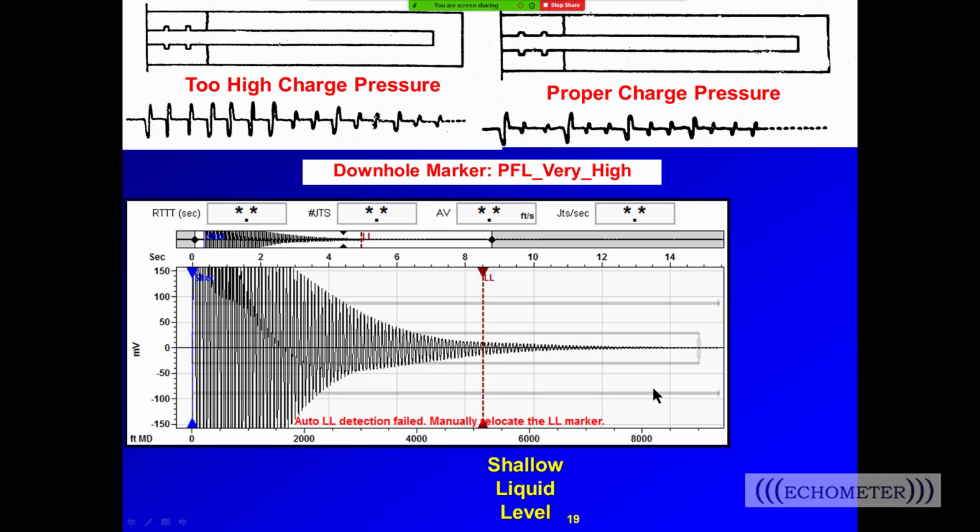All right, high fluid levels. High fluid levels are difficult because the software usually ignores the acoustic trace during the first 1 second of the fluid level shot.